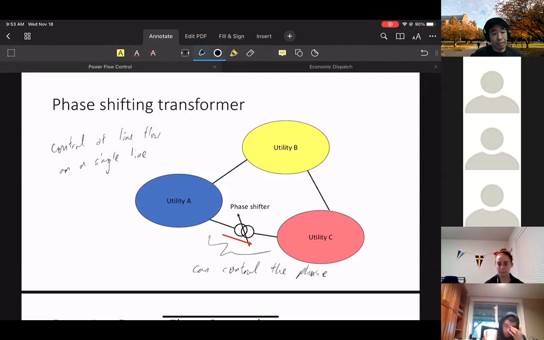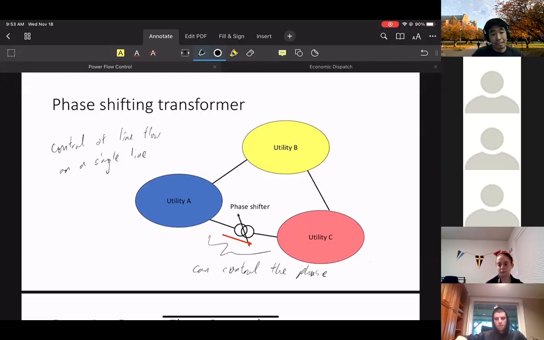So can you think of a way to do this? How will you make a phase shifter? How will you make a device that takes the sinusoid waves and shapes the phase of the sinusoid? There is one simple solution that shifts the phase by a discrete amount. Can you think of that? So let's say I have a transformer. Is there a way to do phase shifting through a transformer?